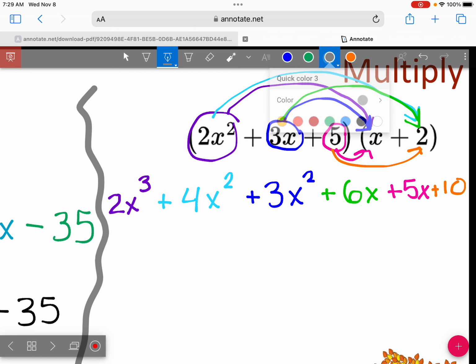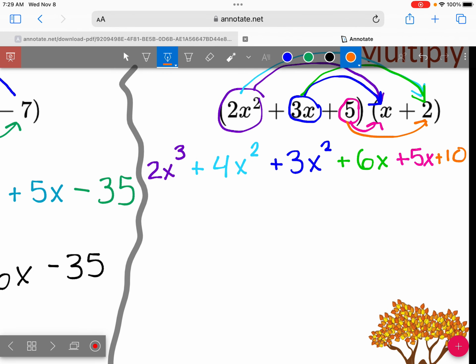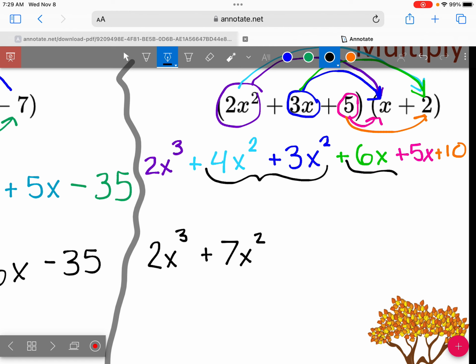So let's go through and combine some like terms here. I don't have any other cubes, so we know we're going to have our 2x cubed. I have 4x squared and 3x squared, giving us plus 7x squared. I have 6x and 5x, giving us 11x. And then that plus 10 on the end doesn't have anybody to combine with.